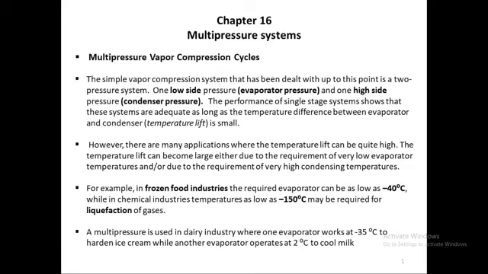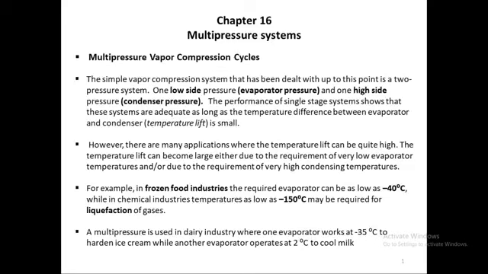But what if we need a higher temperature lift, of the range of minus 40 degrees, or maybe in a chemical industry where cryogenics is being produced, or liquefaction of gases is required, where the lower temperature required may be minus 150 degrees centigrade? Then how can we utilize this vapor compression system, or what modification do we have to make to achieve such a large temperature lift?